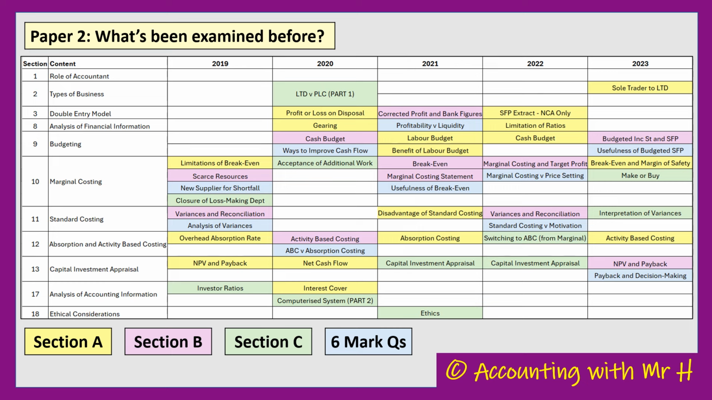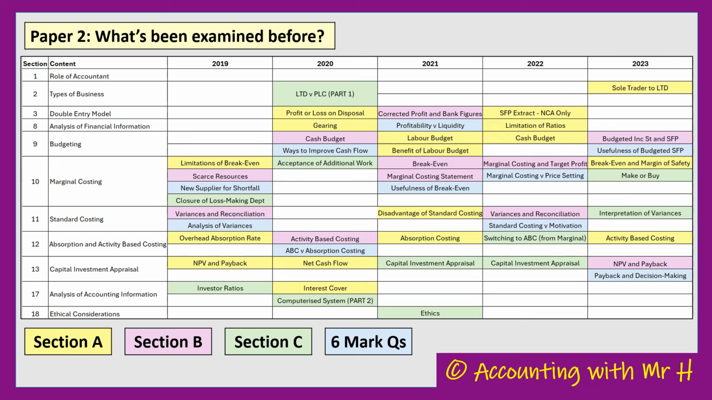So if you look at the pattern, 2020 it was a cash budget, 2021 a labour budget, 2022 back to a cash budget, and then last year it was a budgeted income statement and a budgeted SFP. They've also tagged on some written questions with budgets, so ways to improve cash flow, benefit of a labour budget, usefulness of doing a budgeted SFP.